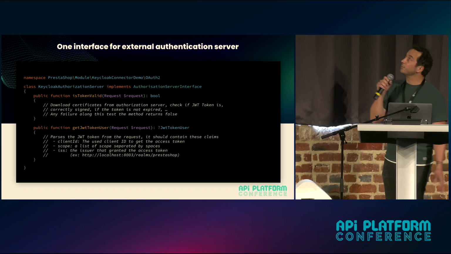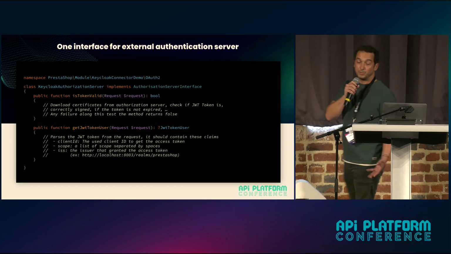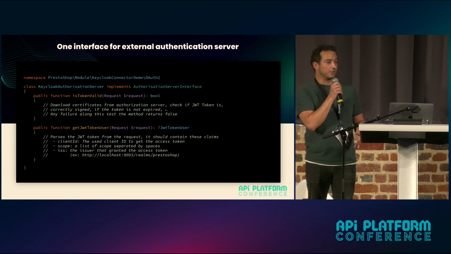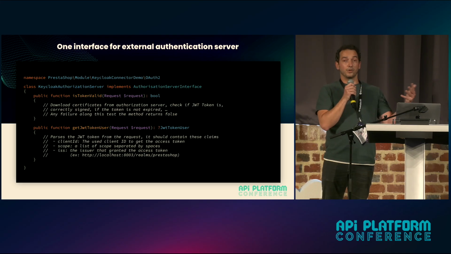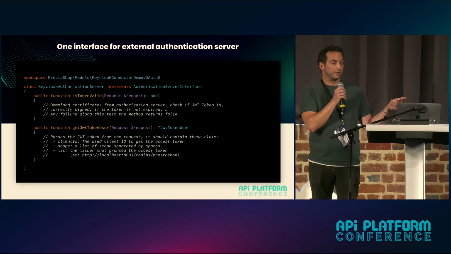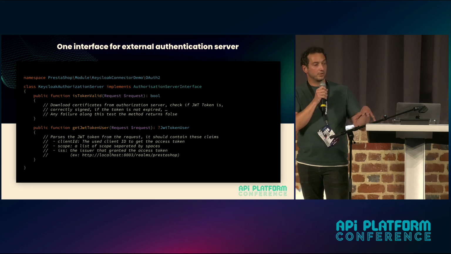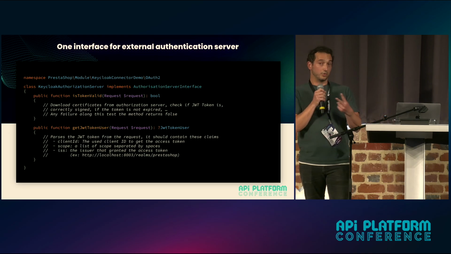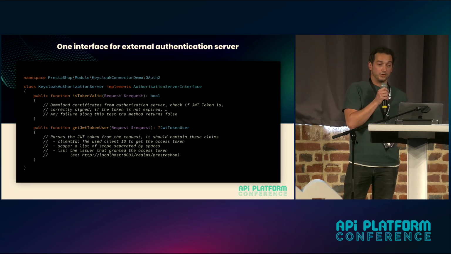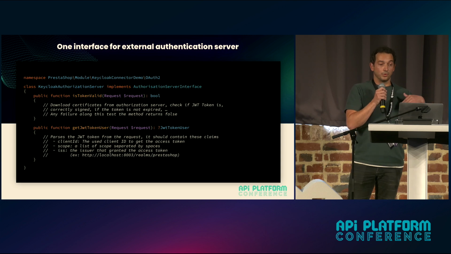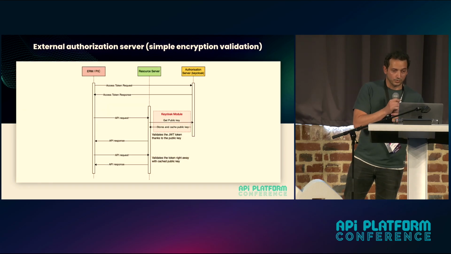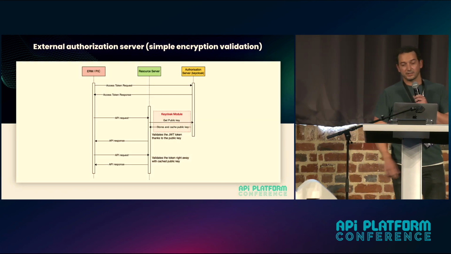But as I said, we don't want to be limited by only what PrestaShop can do. If you need another external authentication server, you can create a module, and it will only need to implement this interface. So it's only two functions. The first is here to see if the token is valid, and when it's valid, you return a DTO that represents your user.